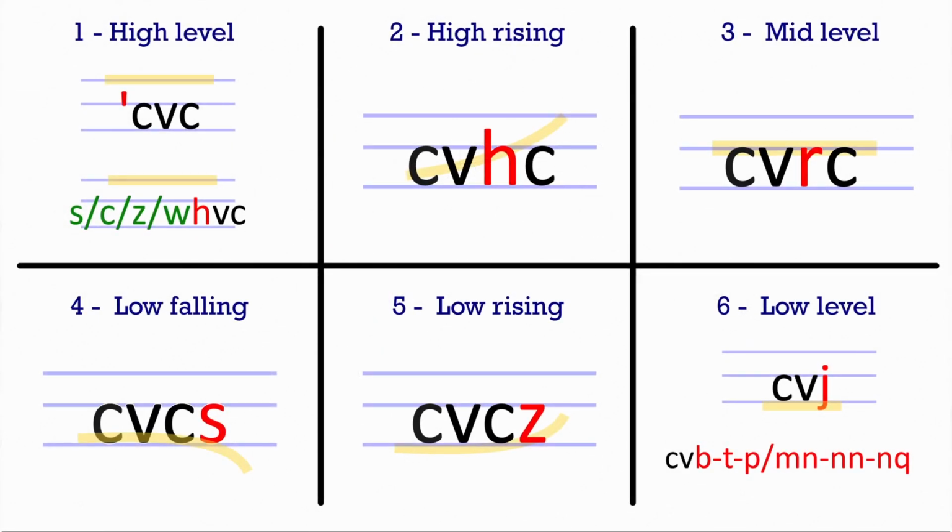Here's a summary of all the tones. Feel free to pause if you need to review. Remember that we have 3 flat tones, 2 types of rising tones, and 1 falling tone. It's also only the flat tones that have variant spelling rules.